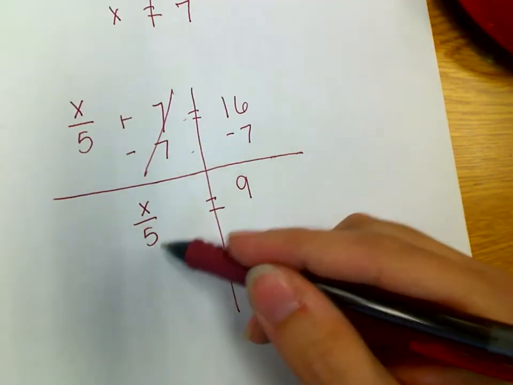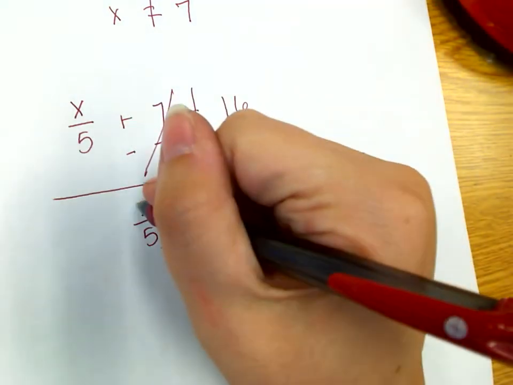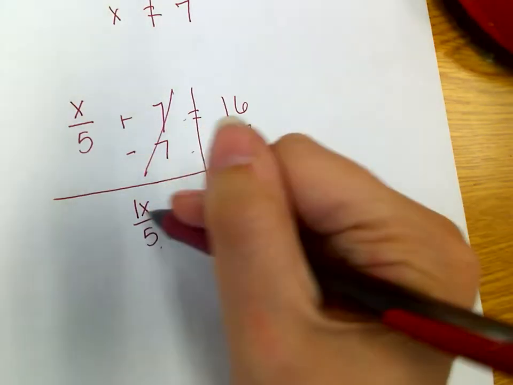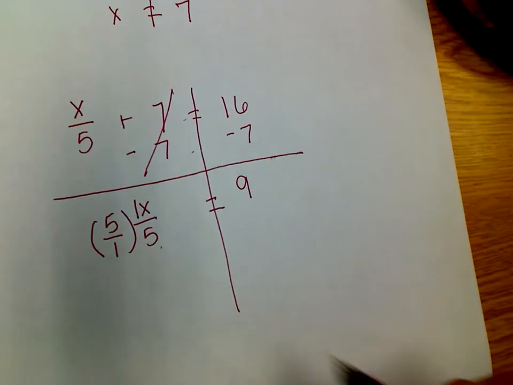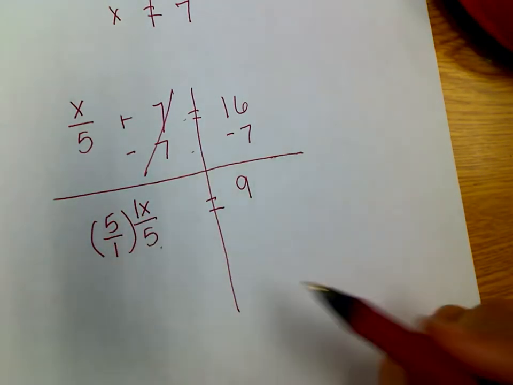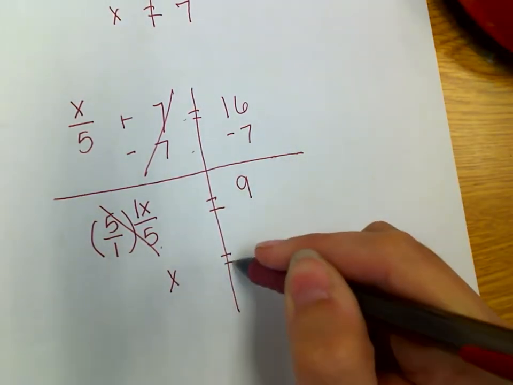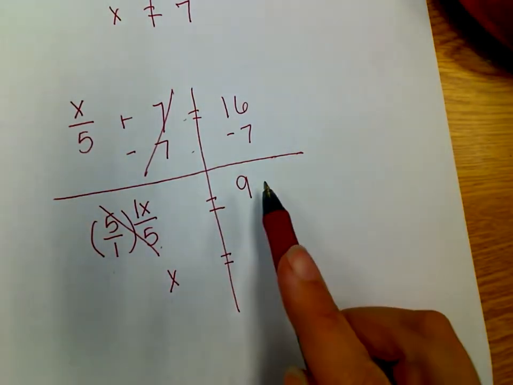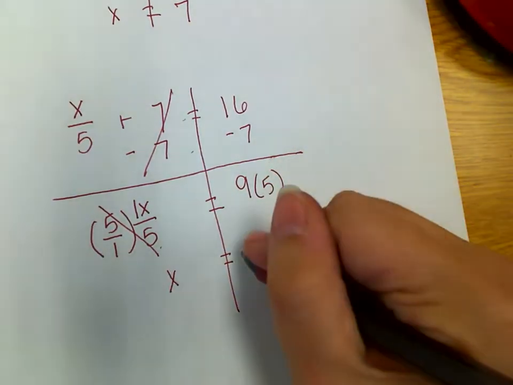This is saying I'm dividing it by 5. To get rid of that, I need to do the opposite of division, which is multiplication. So I'm going to multiply that by 5, because this is really like 1x. If I multiply it by 5 over 1, 5 times 1 is 5, 1 times 5 is 5, that's 5 over 5 is 1. So this just cancels out, and I'm left with x. But if I multiply that side by 5, I have to multiply this side by 5. And 9 times 5 is 45.